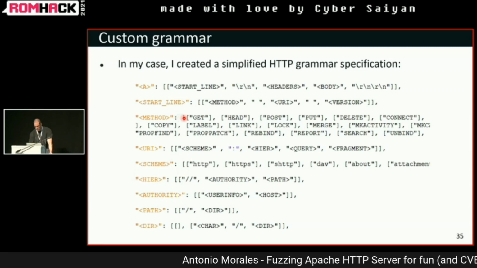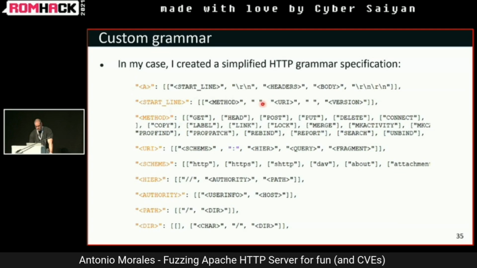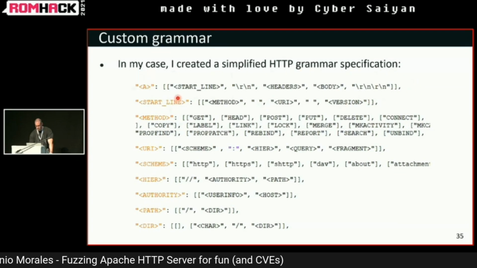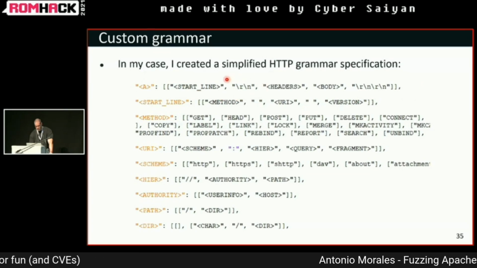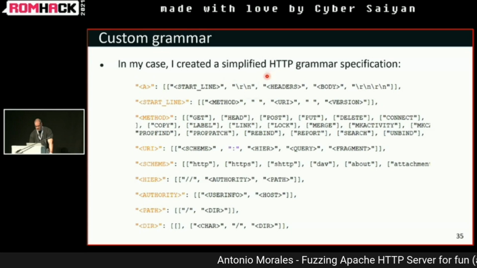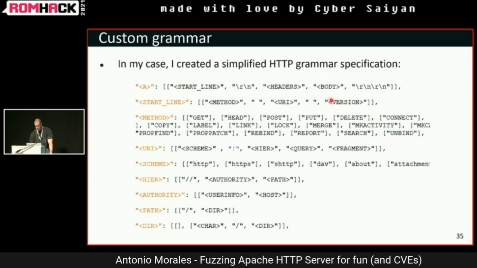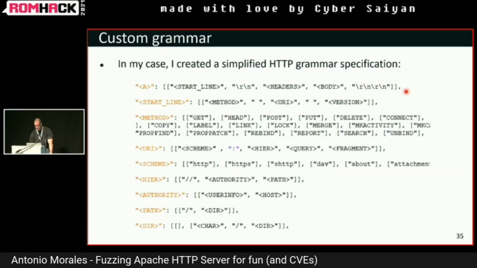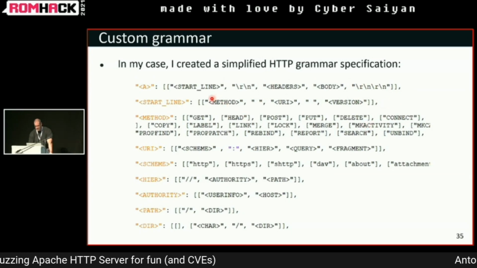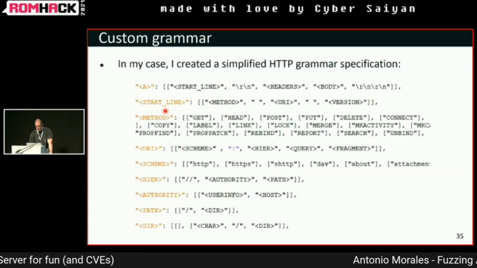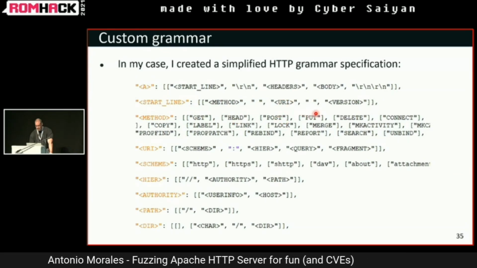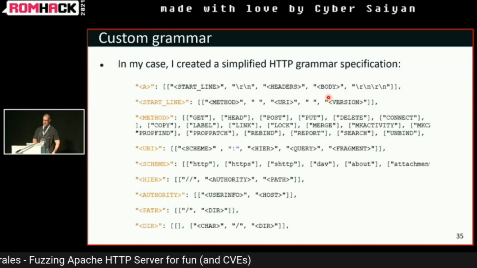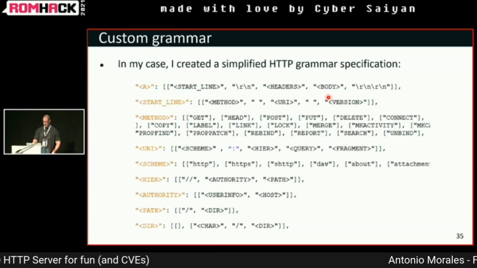For example, you can see as every request is composed of a start line, then we have an end of line, then the headers, the body, and the end of the request. And at the same time, every single start line is composed of a method, for example, GET, HEAD, POST, the URI, and the HTTP version. So this is a part of a custom grammar.